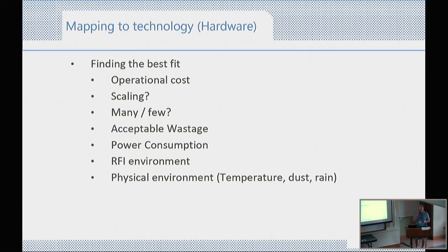And then the RFI environment. Where does this thing need to operate? If it's in an air-conditioned, shielded room somewhere, then you can get away with more. If you have a digitizer out on the antenna, there's the environment, the temperature, the dust, the rain, and then obviously the self-generated RFI, the RFI that your piece of equipment is generating, especially when you're a meter away from a very sensitive receiver, is quite problematic.